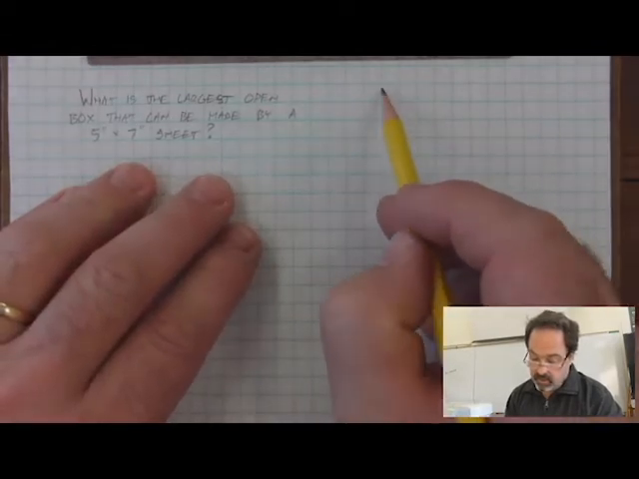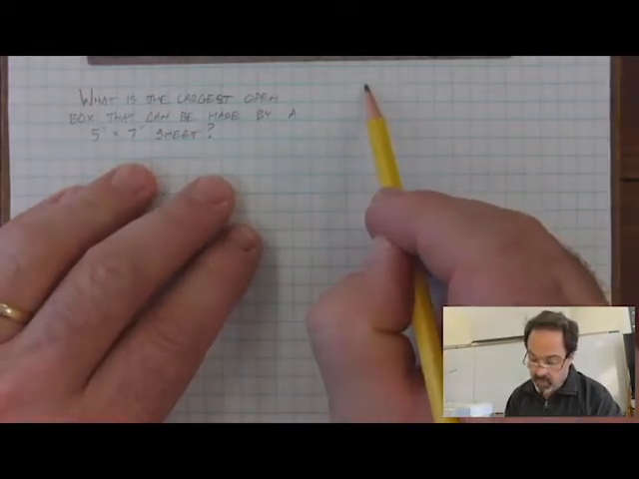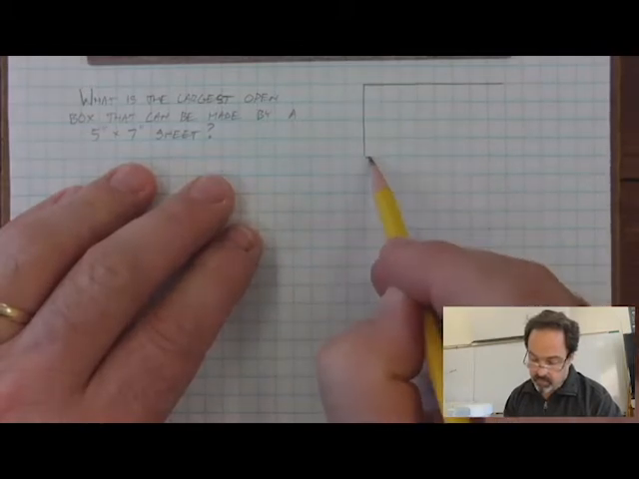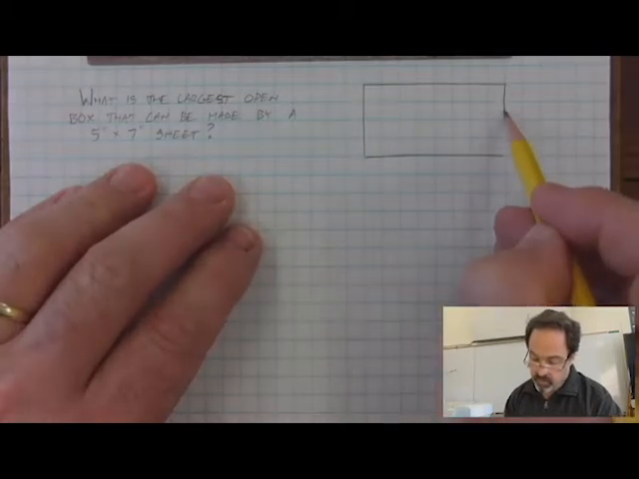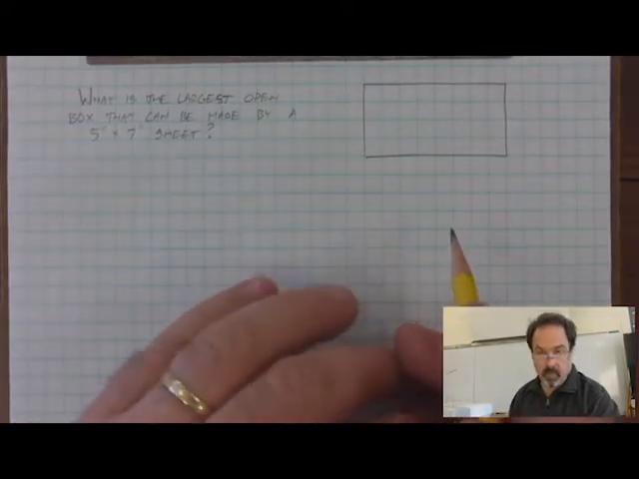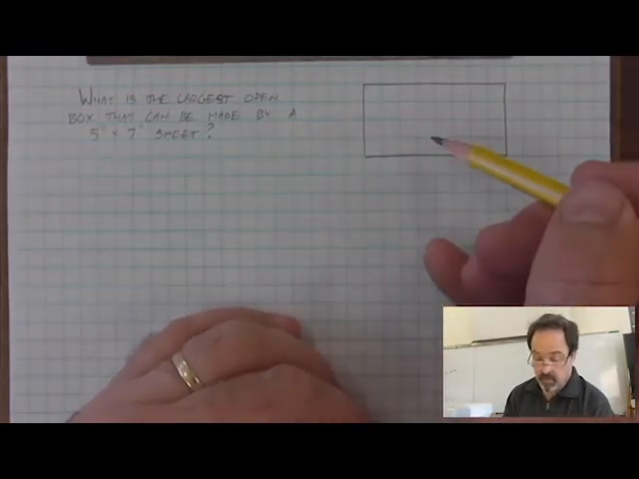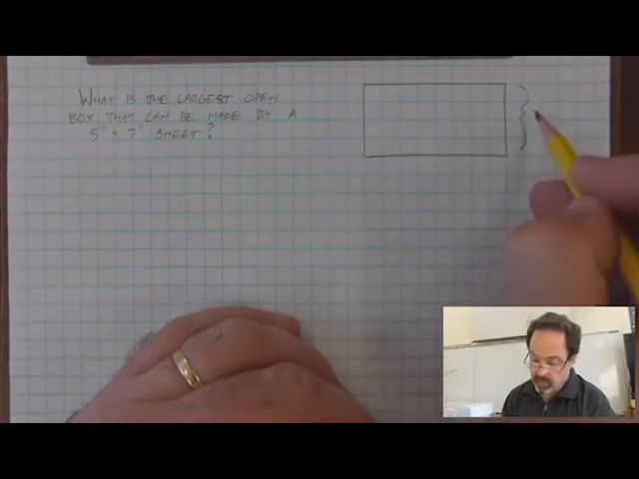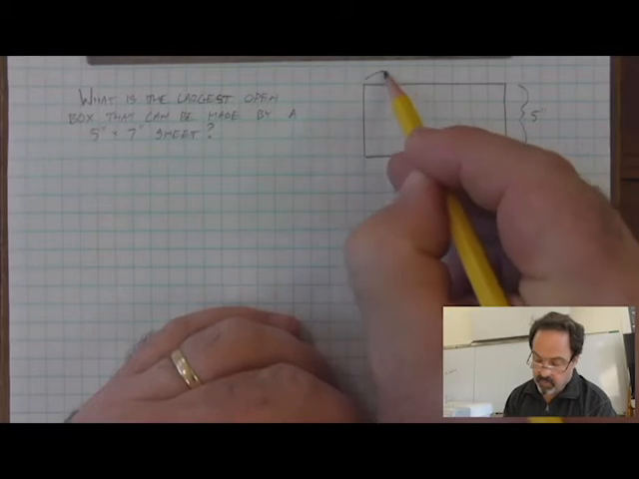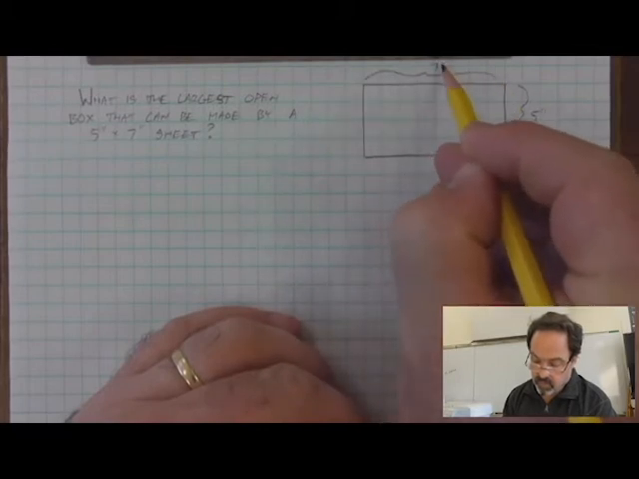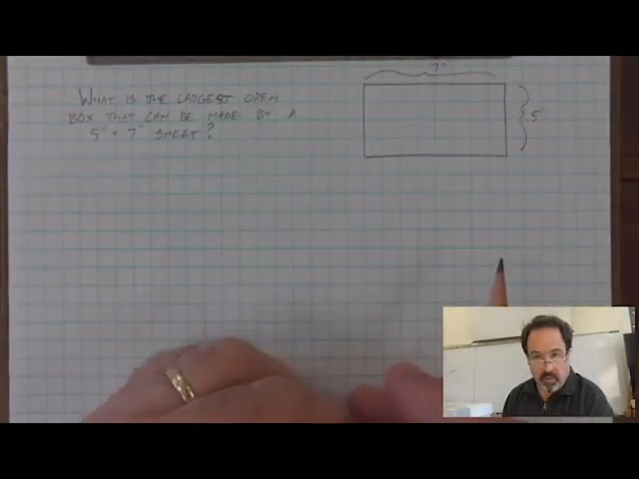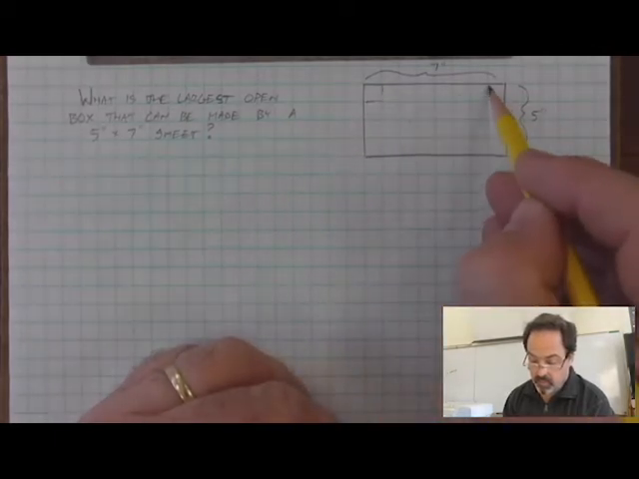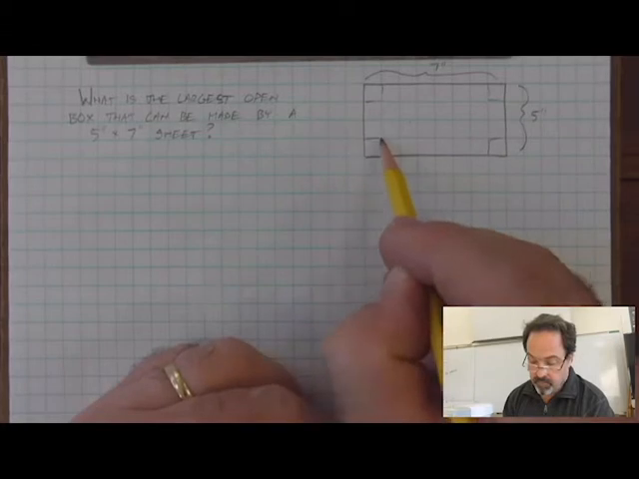To get an idea of how to go about a problem like this, it is a very good idea to draw a picture of the situation. We have a sheet of cardboard or metal. We know that its dimensions are 5 inches by 7 inches. And in order to create an open top box, we're going to cut the corners off and fold it.